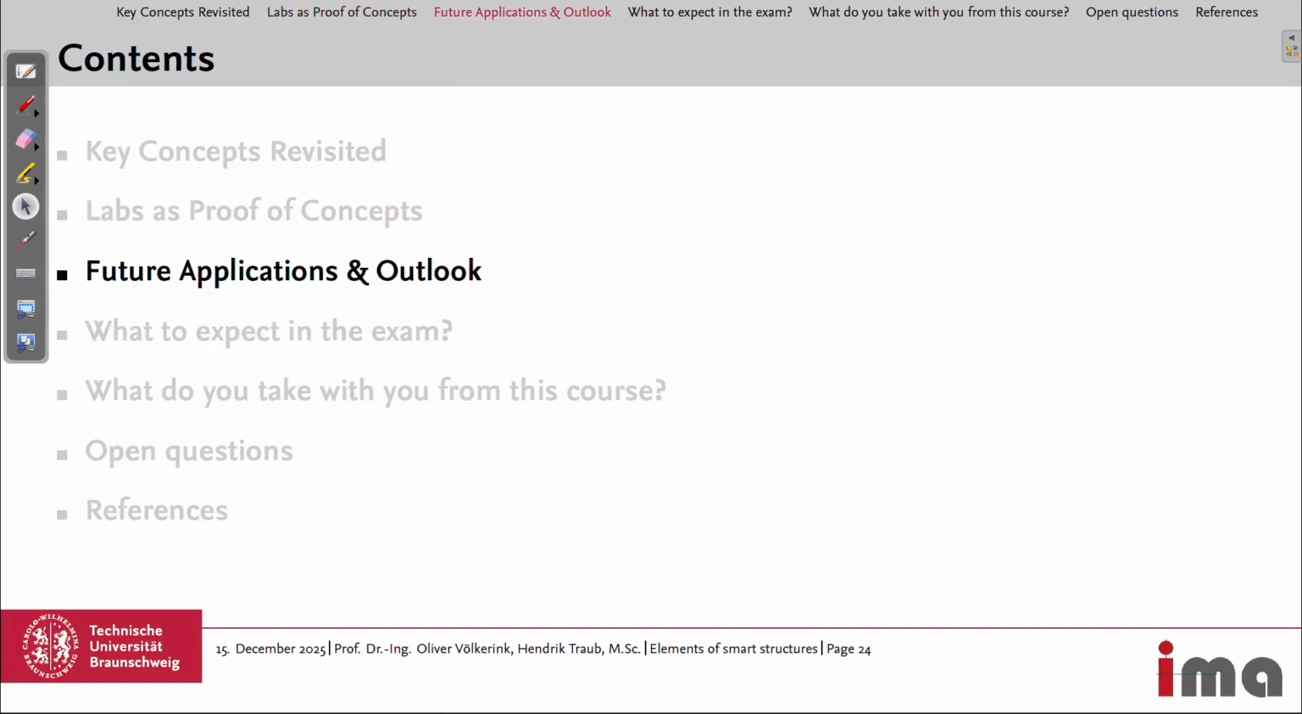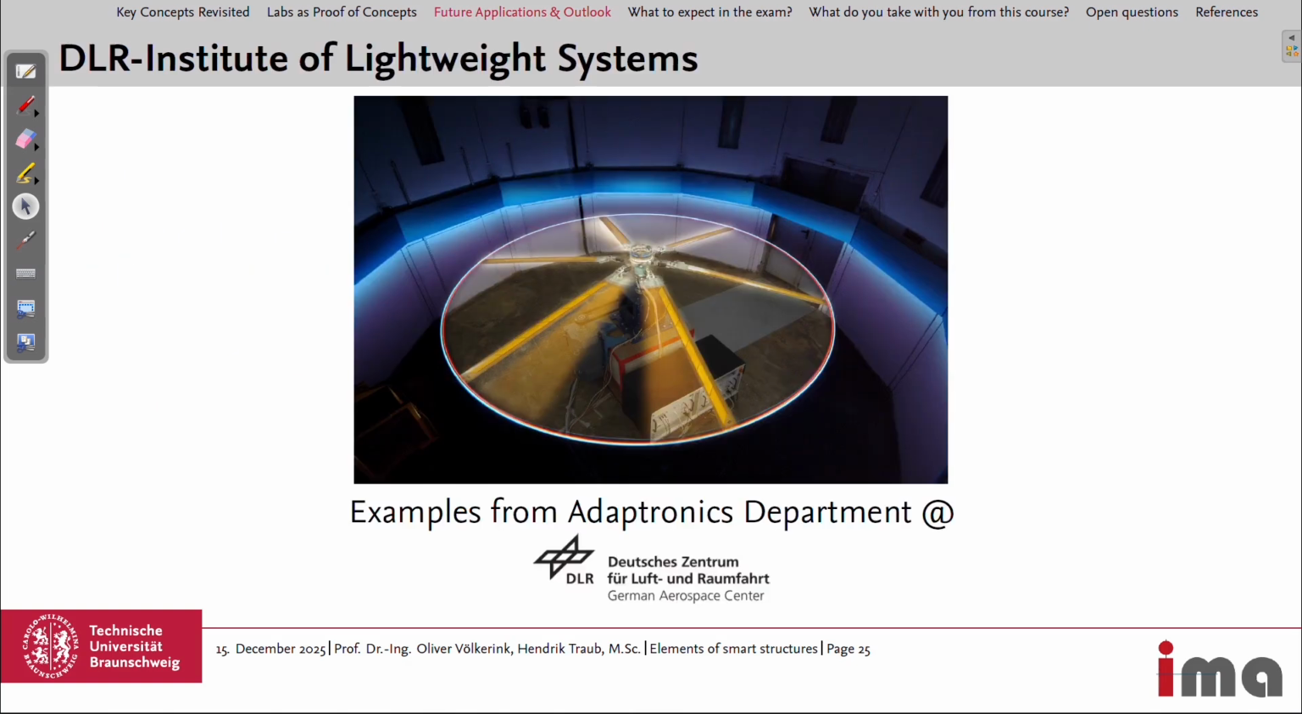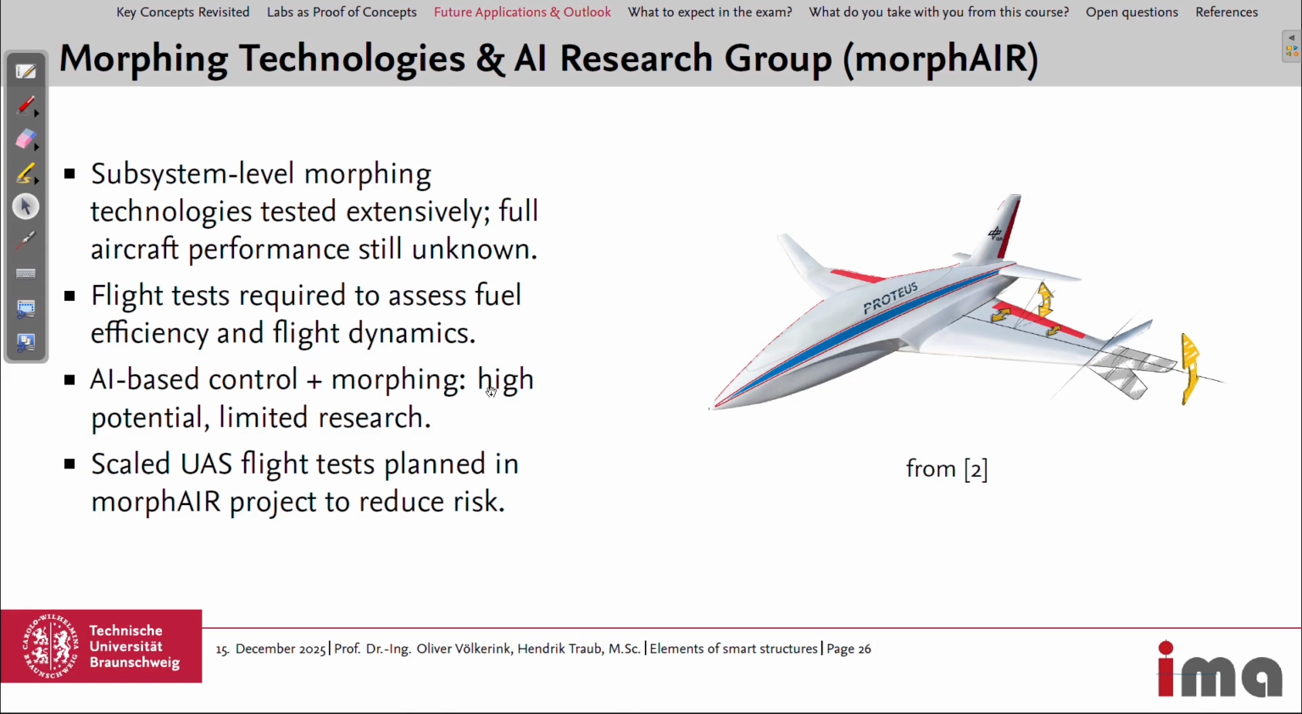So now we're coming to future applications and the outlook. And what I did is I took examples not from the university, but from the DLR Institute, German Aerospace Center, Institute of Lightweight Systems, where I did my PhD and still have a part-time contract. There's an adaptronics department, and I brought some recent projects they did. You can see here the helicopter rotor blade in the rotor test bench in Braunschweig, but we will not go into detail of this because I had it already on the introduction slides.